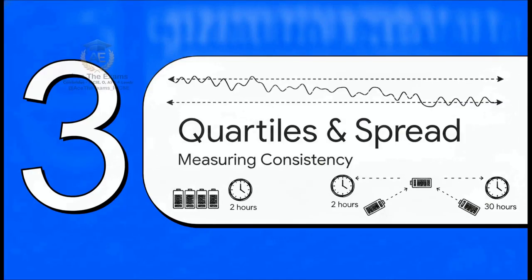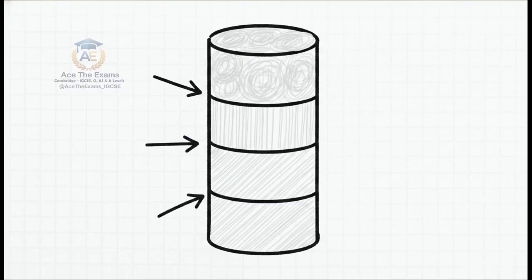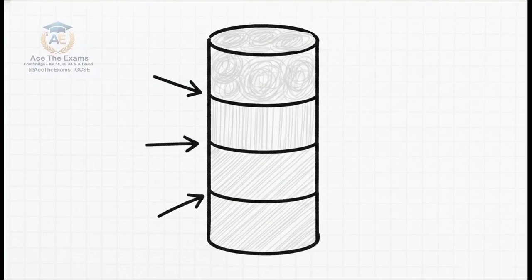Let's dive into Section 3, quartiles and data spread. Here's the thing. An average doesn't tell you the whole story. It doesn't tell you if some batteries died after just 2 hours, while a couple of freak ones lasted 30. To really understand reliability, we've got to measure the spread of the data.